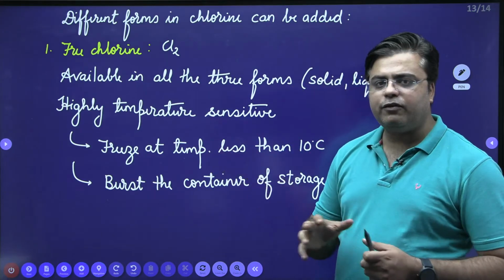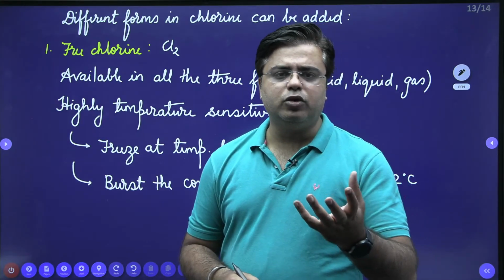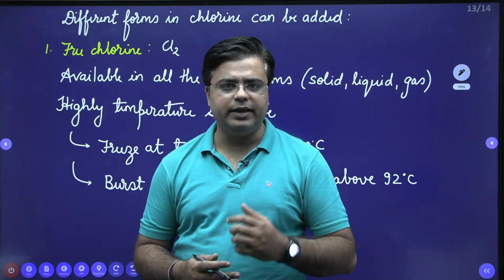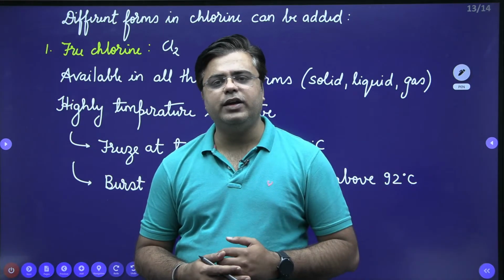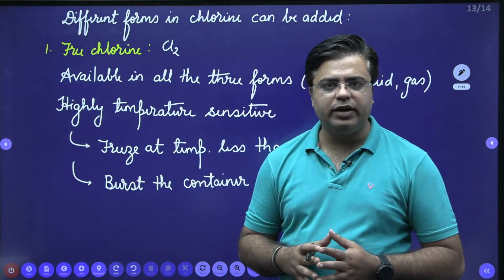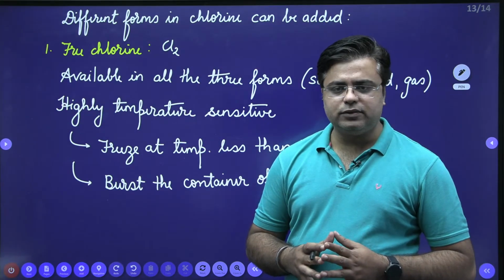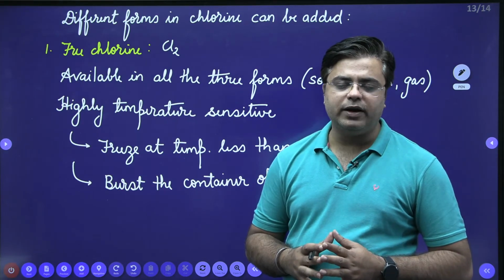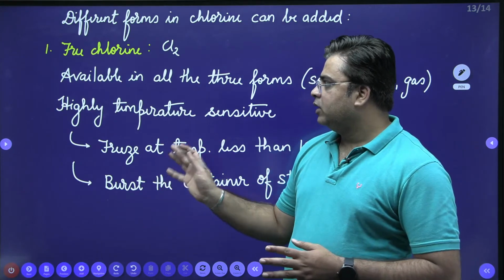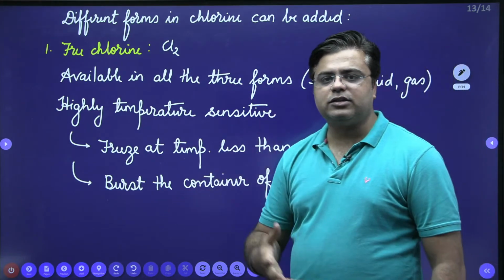In India, we have a moderate temperature range, right? In most parts of the country, the temperature is above 10 degrees Celsius throughout the year, and it is even less than 50 degrees Celsius throughout the year, right? So there is no point of bursting the container by chlorine or chlorine getting frozen. Although in some mountain areas where the temperature is really less than 5 degrees Celsius, there we go for other methods of treatment, right? So this is the first form of chlorine, that is free chlorine, how you can add this chlorine to the water.